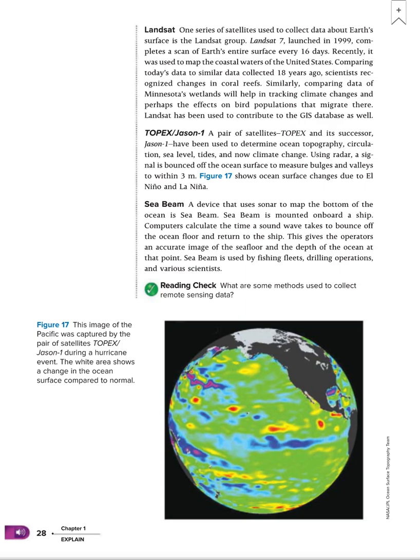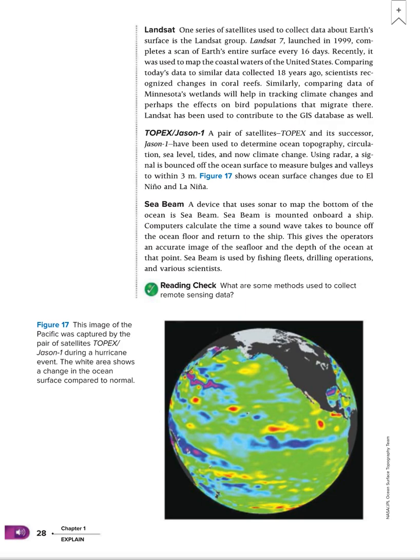So one series of satellites used to collect data about Earth's surface is the Landsat group. So Landsat 7, which was launched in 1999, completes a scan of Earth's entire surface every 16 days. So recently, it was used to map the coastal waters of the United States, comparing today's data to similar data collected 18 years ago. And scientists recognized changes in coral reefs. So similarly, comparing data of Minnesota's wetlands will help in tracking climate changes and perhaps the effects on bird populations that migrate there. Landsat has been used to contribute to the GIS database as well.